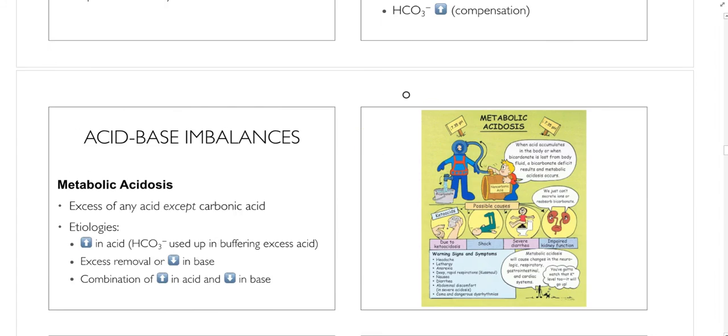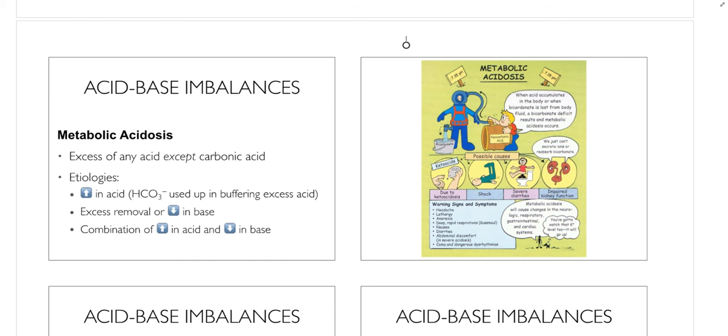All right, so now we're going on to metabolic acidosis. This is going to be where we have an excess of any acid except for CO2, carbonic acid.